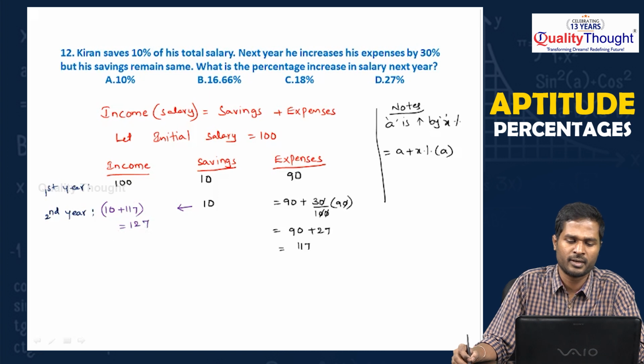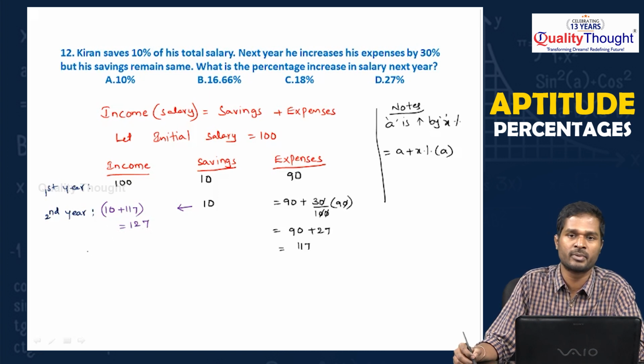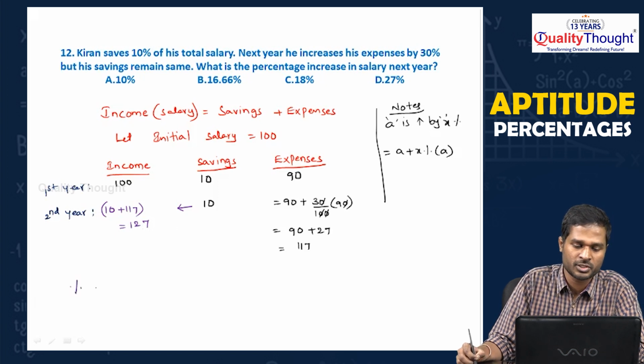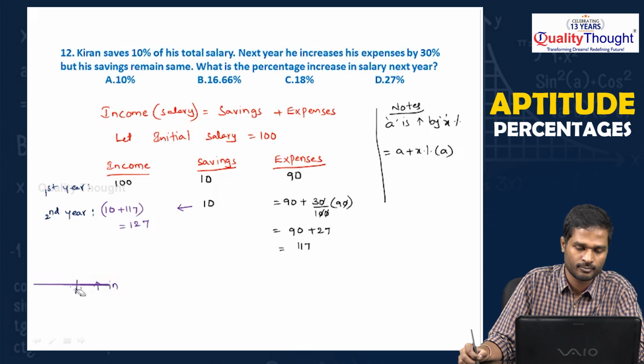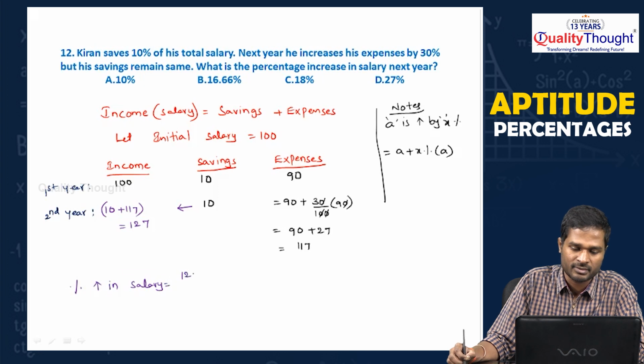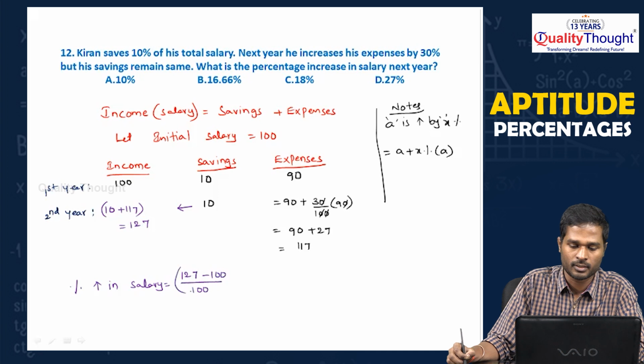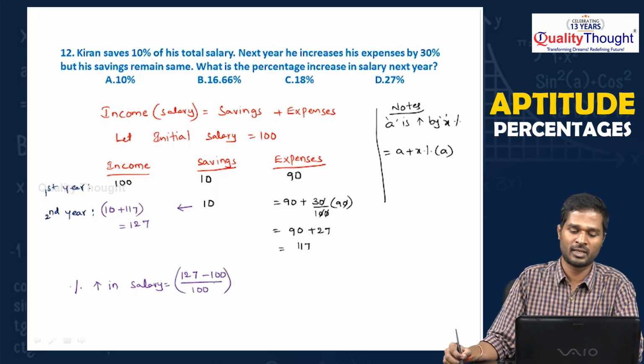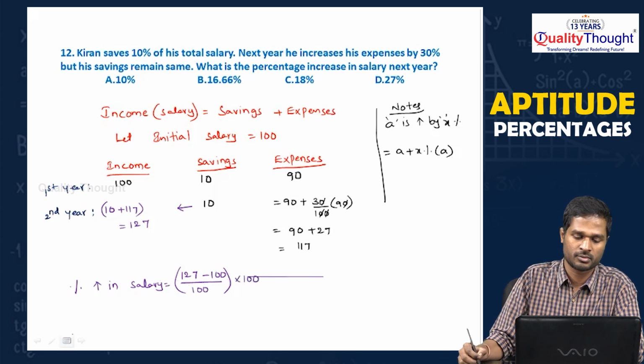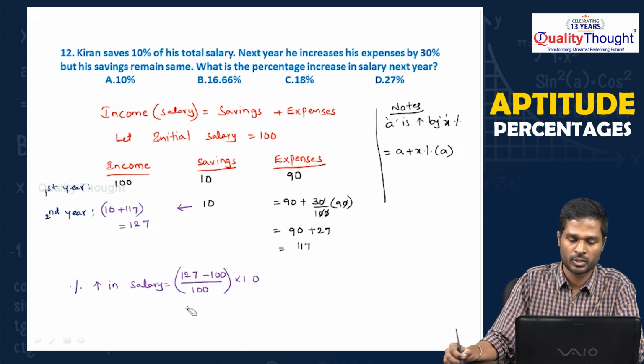So directly you can say 100 and 127, 27 percentage is increased, the salary is increased by 27%. If we want to calculate the percentage change or percentage increase in salary, the percentage increase in salary is: second year salary is 127 minus first year salary is 100, divided by first year salary. Always you need to take the denominator value as the initial value. So the initial salary is 100, into 100, because to convert anything into a percentage, you multiply it with 100.